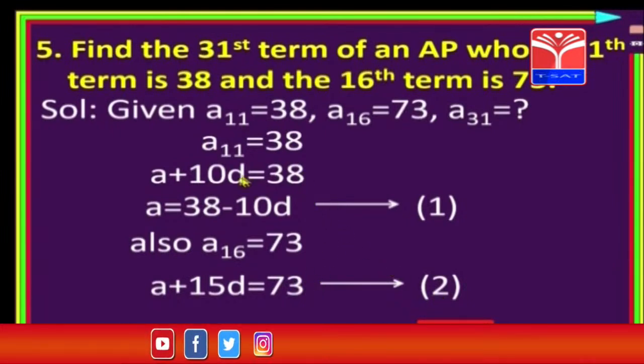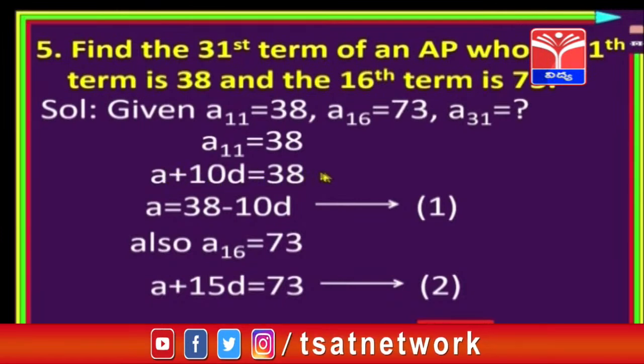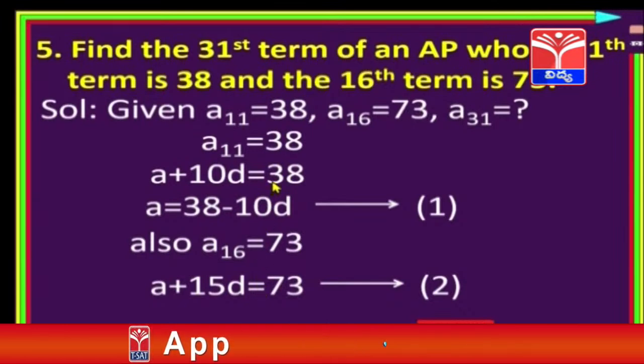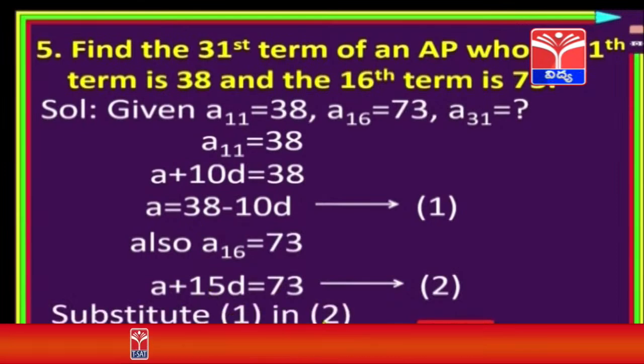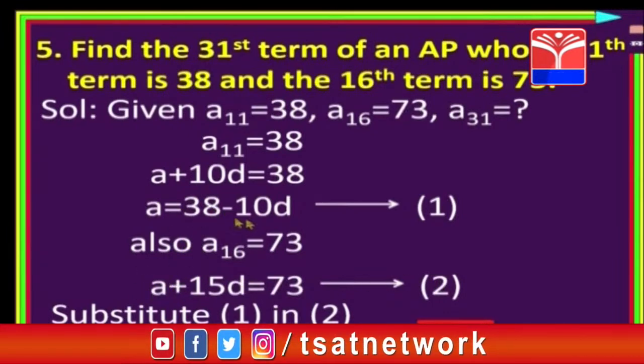Otherwise, A plus 10D is equal to 38 is also equation number 1. Then these are two linear equations in two variables. Solve those two linear equations and you will get A and D. So this is another method, the substitution method. A is equal to 38 minus 10D, substitute this A value into relation 2. As these are two linear equations, we can solve by the elimination method or the substitution method. So after substituting, replace A in relation 2 with 38 minus 10D.